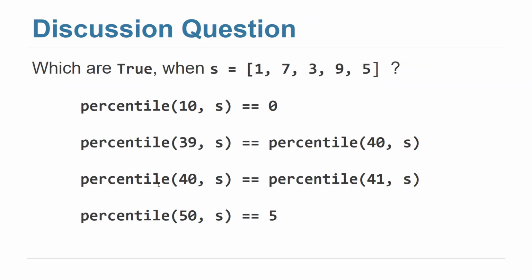Here is a discussion question that I will leave for you to do at your convenience. Given this array, which has 5 values, the same array I think that we discussed in the previous example, which of these statements are true? The 10th percentile is 0, the 39th percentile is equal to the 40th percentile, the 40th percentile is equal to the 41st percentile, and the 50th percentile is 5. So which of these is true? It can be one answer, it can be 0, it can be more than one answer. Okay, so do it and check it with me later.